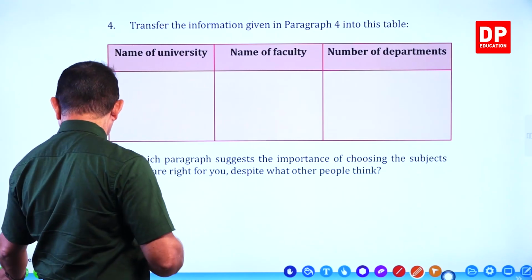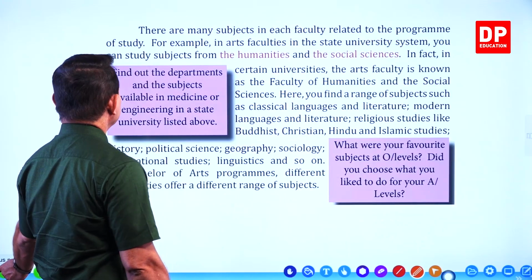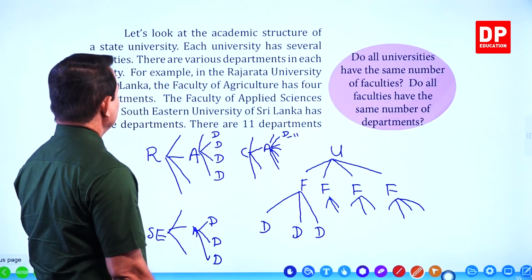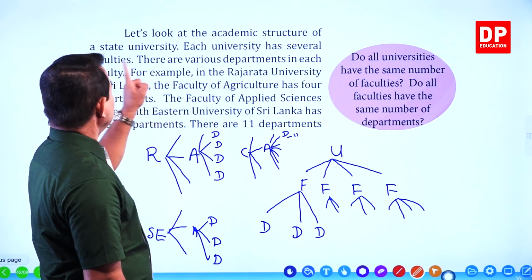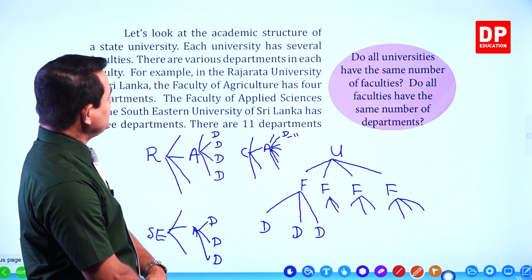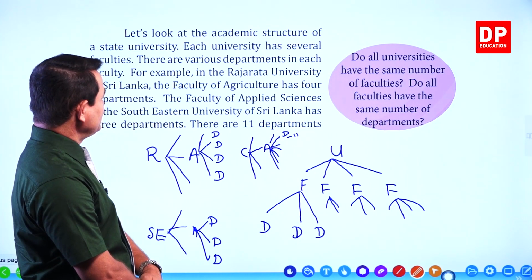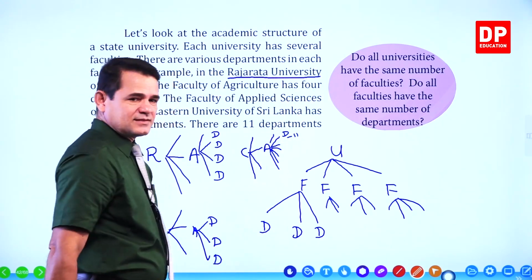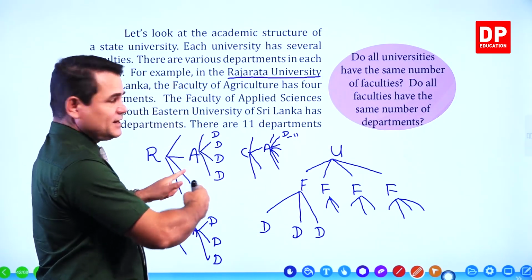Right? Now let's go back to the fourth paragraph and see. Right here. So let's look at the academic structure of a state university. Each university has several faculties. There are various departments in each faculty. For example, the Rajarata University. One is Rajarata University, right? Then you can write that name under the University column.